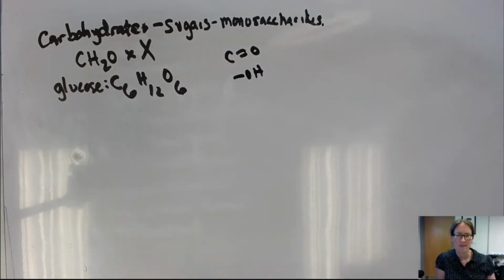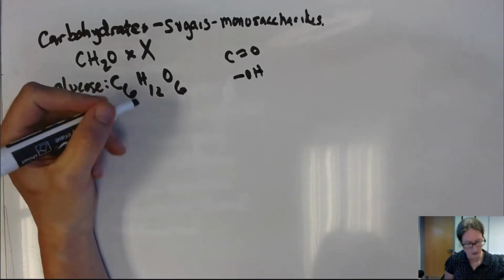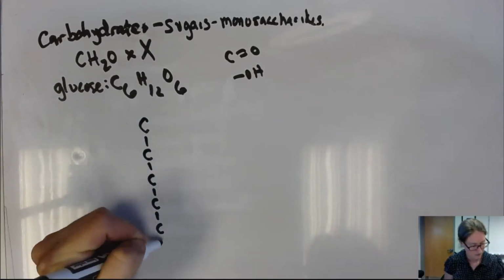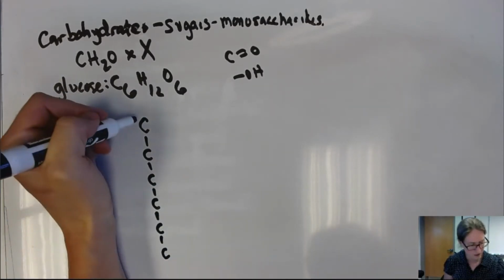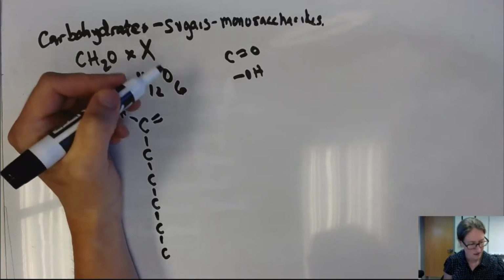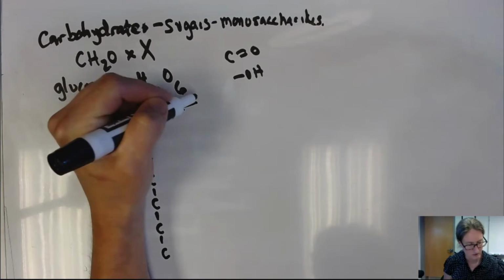There's a couple different ways that the simple sugars get depicted. So we're going to start out by drawing out the linear form of glucose. Here's the linear form of glucose. So we've got 6 carbons, and then up here, up top, this carbon's bonded to a hydrogen, and then it's got that carbonyl group as well.